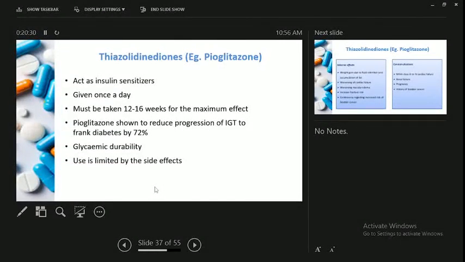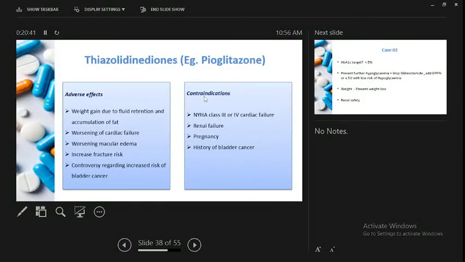Just to quickly run through the other classes, pioglitazone is the thiazolidinedione which is available. It's a very good drug and it acts as an insulin sensitizer, but usually it is limited by its side effects, because it can again cause weight gain and it can cause worsening of heart failure and can worsen macular edema if the patient has retinopathy, and it can increase the fracture risk. And bladder cancer, I think it's a controversy. I think later proven probably not there.